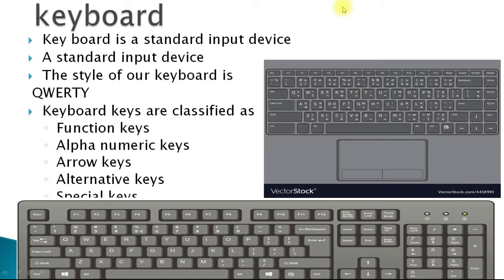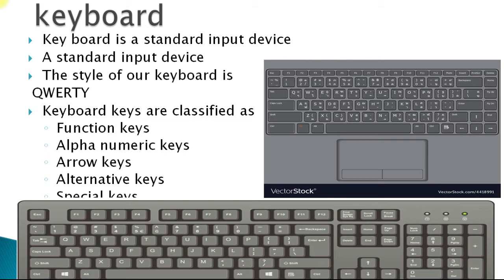The keyboard keys are classified into function keys. In the first row of the keyboard we find F1, F2, F3, F4, F5, F6, and so on up to F12. These 12 keys are called function keys, which have a special purpose associated with each and every key.